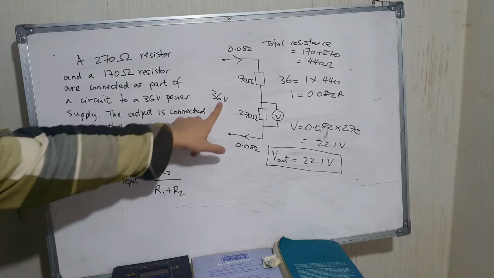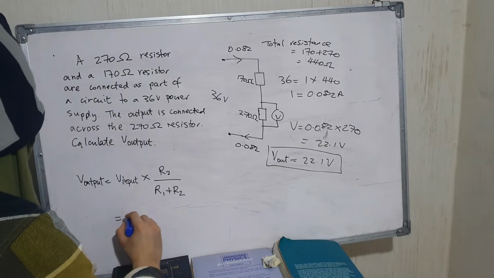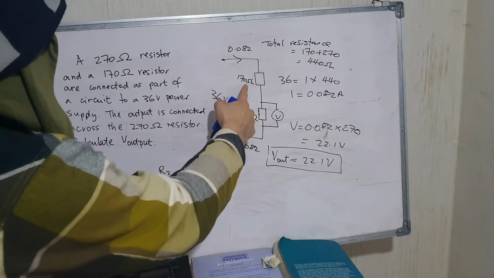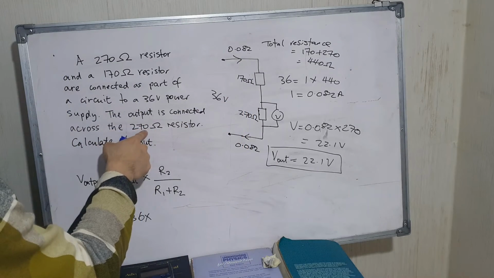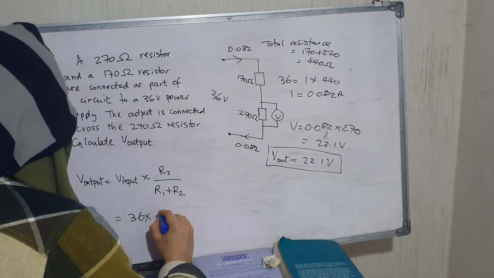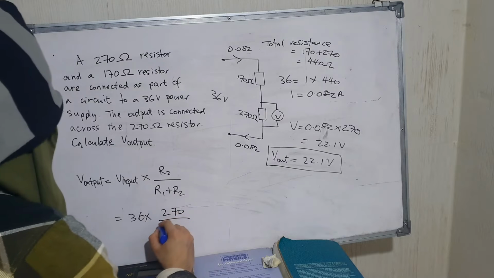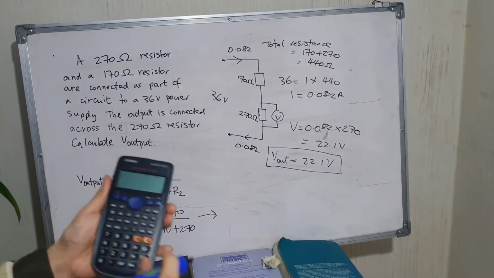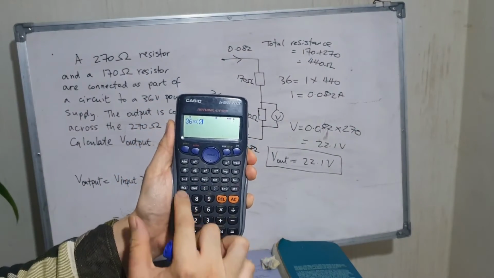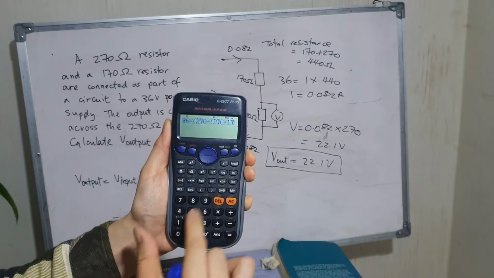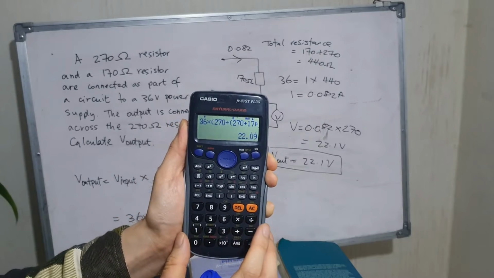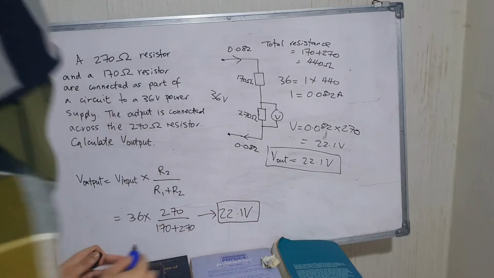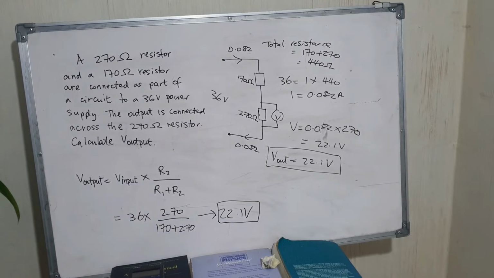So in this case, what's V input? We got 36. What's R2? In this case, R2 is the one that you're looking at. So you're looking at the bottom. So this is R1, R2. And in the question, it says 270. So that's the one that we're looking for. And R1 plus R2 is 170 plus 270. So 36 times 270 divided by 270 plus 170. And that should give you 22.1 volts. So if you use the formula, you still get the correct answer.